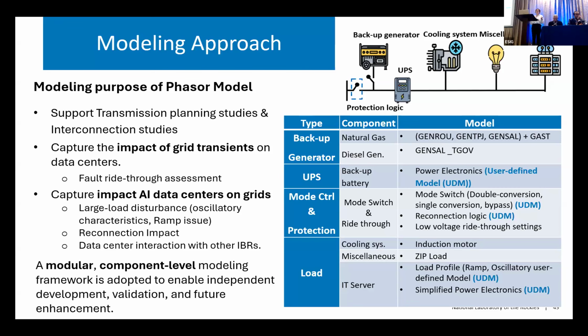As you know, when we are doing the low voltage ride through, basically for the UPS, the first priority is to protect the IT load, not to protect your grids. So basically we need to think about that reconnection. How does the grid connect those nodes step by step? Those need to be captured. And meanwhile, this data center's interaction with other IBRs or with other synchronous generators needs to be considered.